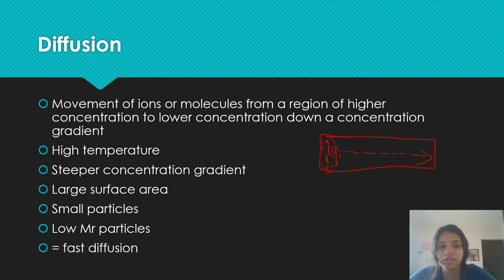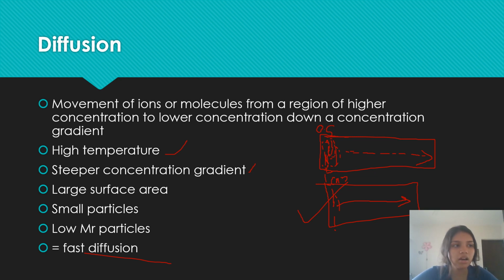Now, faster rate of diffusion is brought about by higher temperature. Why higher temperature? Because particles gain kinetic energy, which causes forces of attraction to weaken, which causes faster movement further apart. So high temperature, steeper concentration gradient. Supposing the concentration of HCl in this syringe is 0.5 cm cube, and then we have this where the concentration here is 1 cm cube. This is going to move faster down a concentration gradient because it has a higher concentration, which means it has more particles involved.